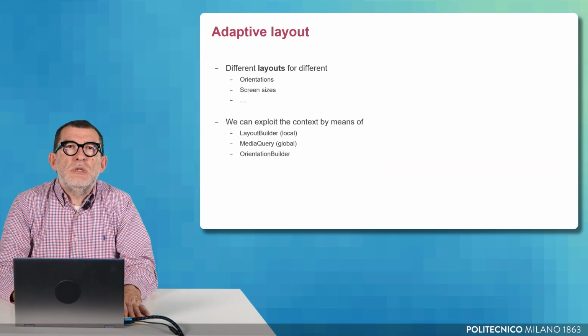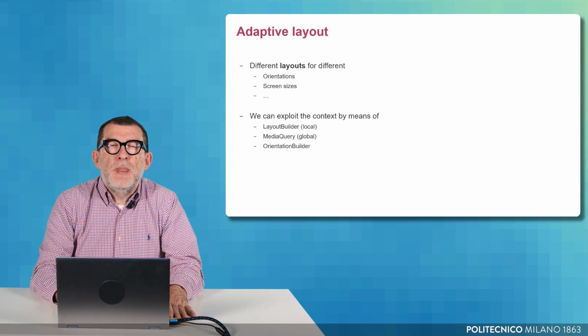Let's now move to the adaptive layout. In this case, we need to change the layout and adapt it for different situations. For example, we may want one layout when the orientation is portrait and another when it's landscape. As already mentioned, we may also want different layouts for different screen sizes. When the screen is large, we can show more content, while when the screen is small, we may need to display less information or present it in a more compact way.